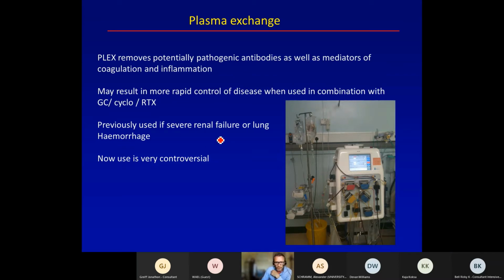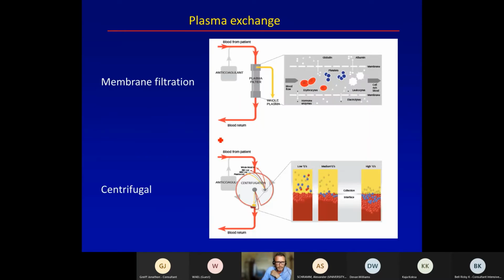But since the PEXIVAS trial, the use has been much more controversial, and I'll come back to that in a second. So there are two ways of plasma exchanging. The way that you'll see on the intensive care unit uses membrane filtration, which is a process very similar to dialysis. You take blood from the patient, you pump it through a filter, and you return it to the patient. In contrast to a dialysis filter, the holes in the plasma filter are much bigger, so they're big enough to let albumin across, and they're big enough to let antibodies and immune complexes across. And you can choose membranes with different pore sizes, so some will just let IgG across, some will let IgM across.